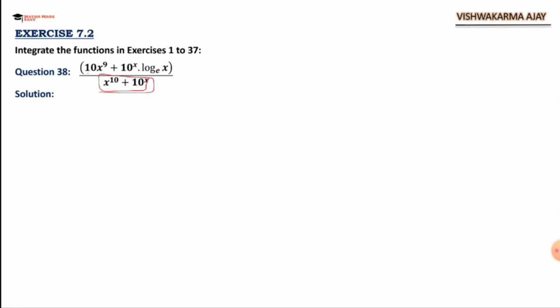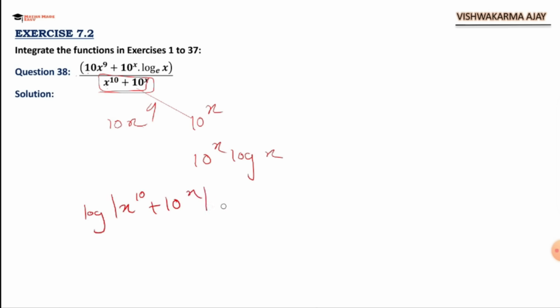Derivative of x raised to 10 is 10x raised to 9. We already have that. And the derivative of 10 raised to x is 10 raised to x log of 10. Both are available in the numerator. So our answer is log of x raised to 10 plus 10 raised to x, plus c.